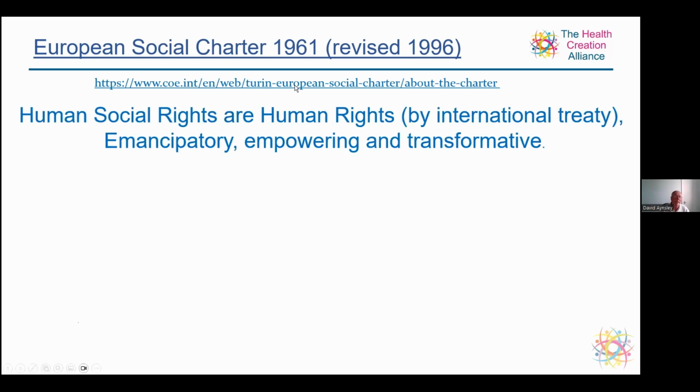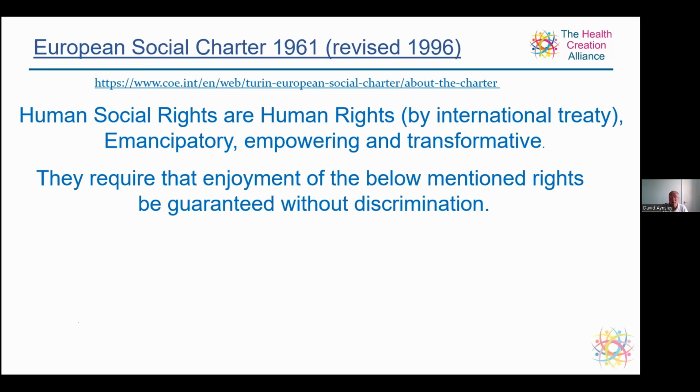But the key thing about human social rights is they're human rights by international treaty. They're emancipatory, they free us, they're empowering, and they're transformative. And if you look at those stories by the children and about the children, you'll see that they've been freed up from their horrible lives of drunkenness in the street. They've been empowered to be leaders, and they transformed into healthy young people. So giving them access to their right to health, which we'll talk about in a minute, has done that. And they require that enjoyment of the below mentioned rights are guaranteed without discrimination.